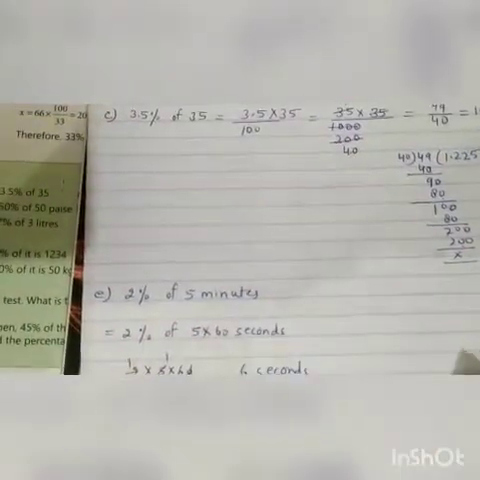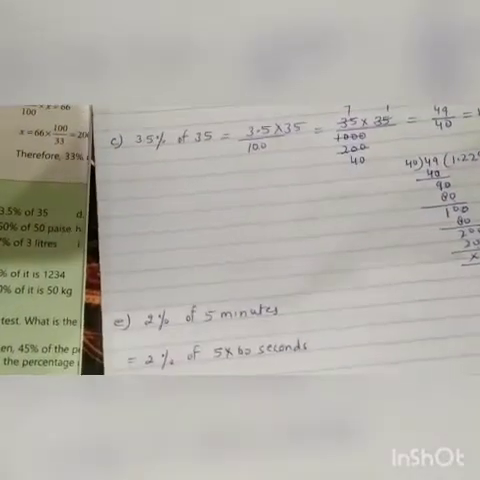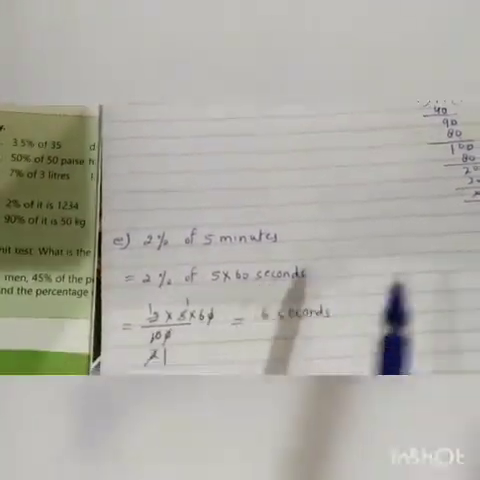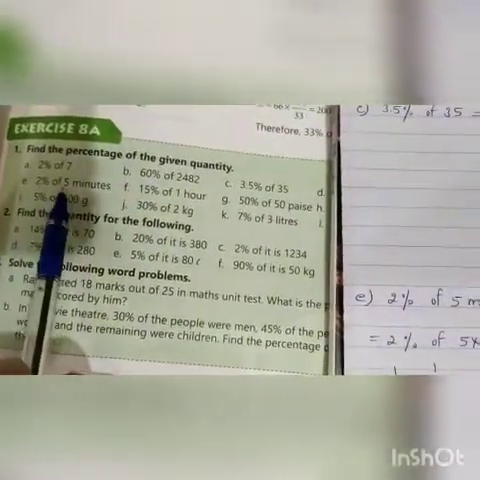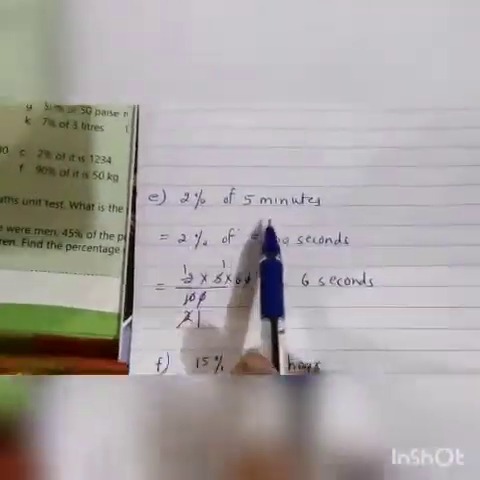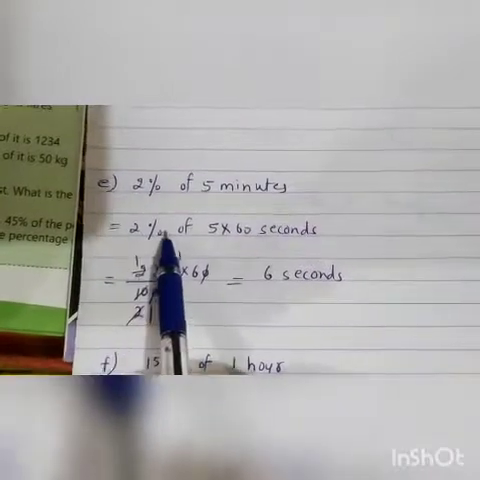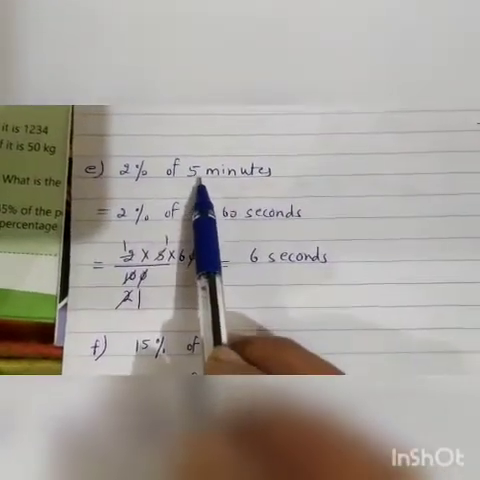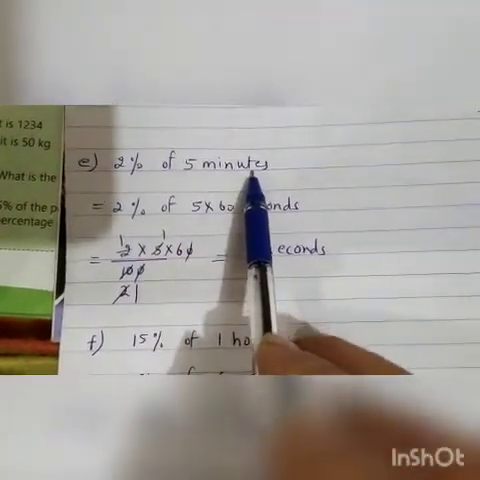After C, again I have left its D part. Come to E part. Part E is 2% of 5 minutes. So 2% of 5 minutes. Students, here we will convert this 5 minutes into seconds.